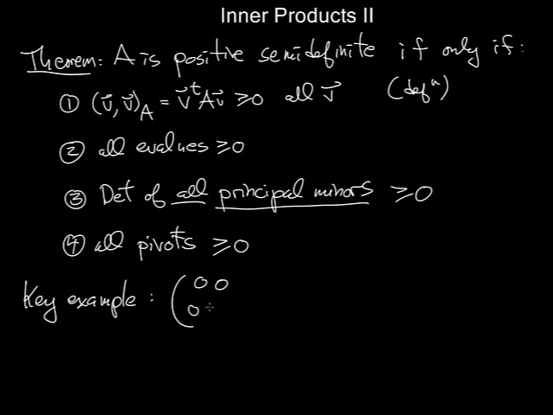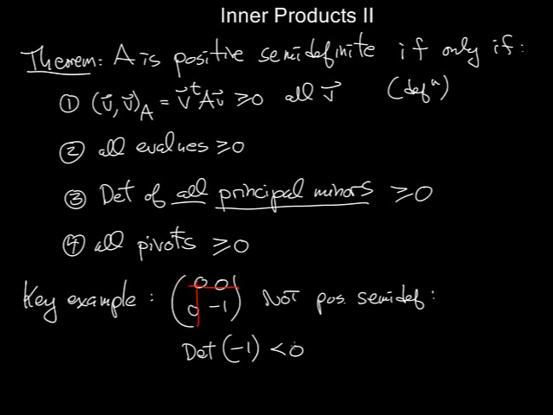And let me just remind you that the key example you should keep in your mind is this one, which tells you it's not enough just to check the upper left-hand corner matrices. The way this is detected here is when you remove the first row and the first column, you get this -1, which tells you that this matrix is not positive semi-definite. Okay, that's enough of that.